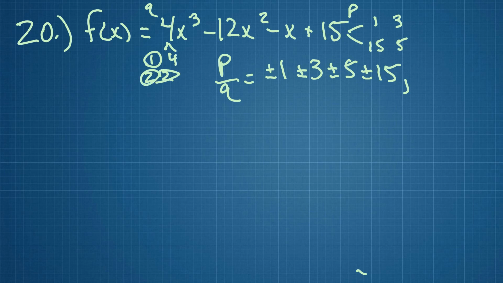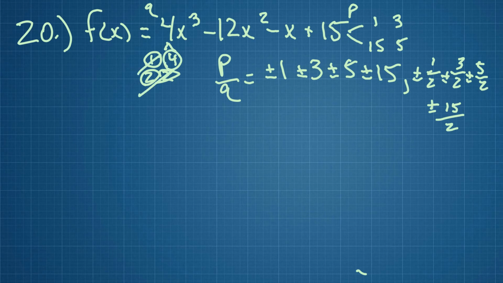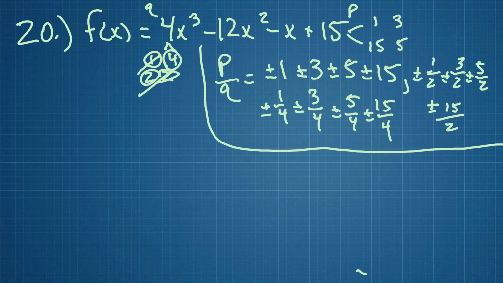Then I'm going to pick 2. Now I don't have to do 2 twice because the repeats aren't necessary. So I do plus or minus 1 half, plus or minus 3 halves, plus or minus 5 halves, plus or minus 15 halves. All right, 2 is taken care of. Now I'm going to do 4. Plus or minus 1/4, plus or minus 3/4, plus or minus 5/4, plus or minus 15/4. So these are my options.